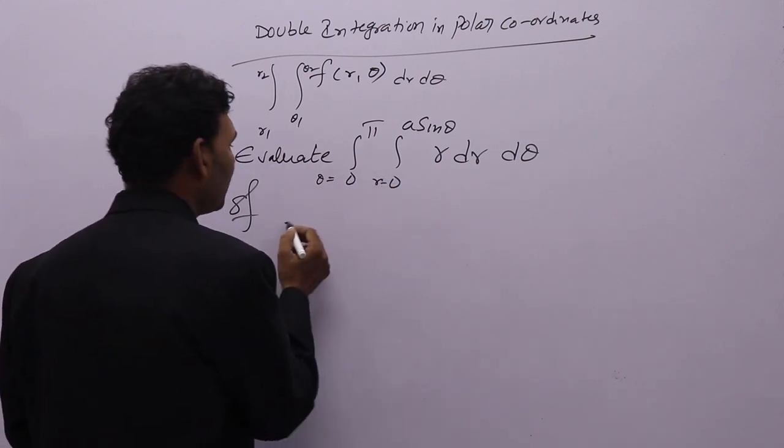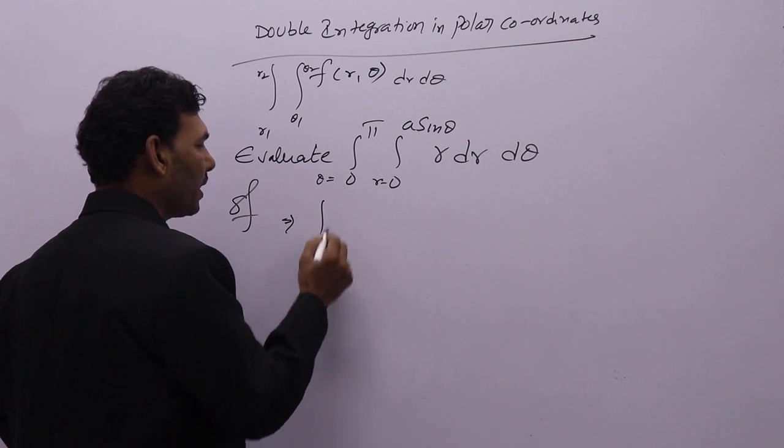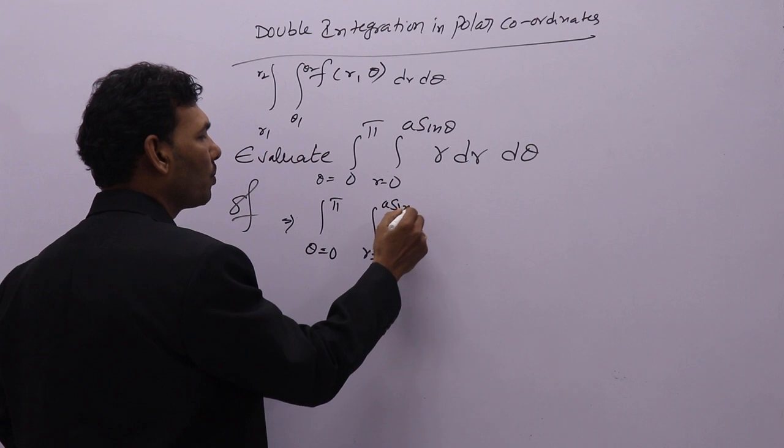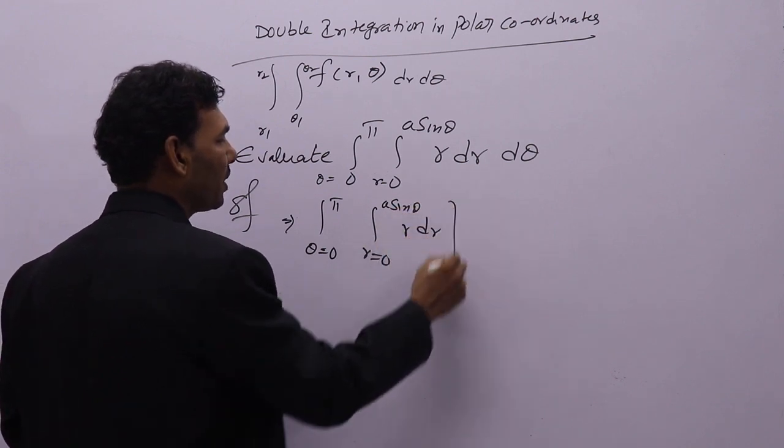Then how to evaluate this? Integral theta equal to 0 to pi, integral r equal to 0 to a sin theta, r dr d theta.